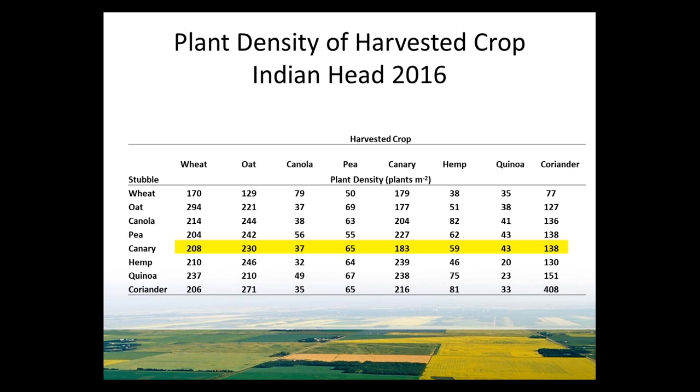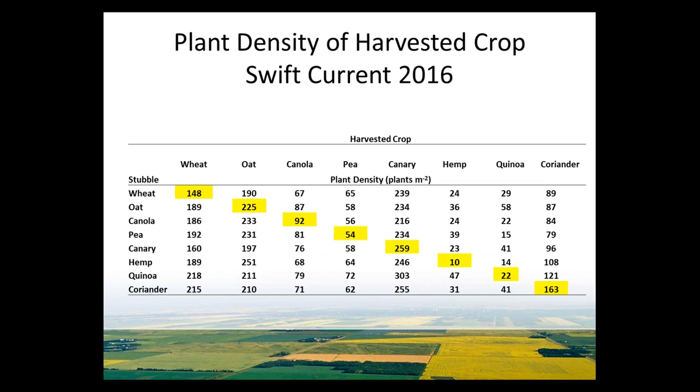So what we'll find is, as you look through this, there's going to be some variation from year to year. So this is Swift Current, and this is the plant density again. And this time I highlighted what we would expect, especially in yield, as probably the lowest responses. So that's wheat on wheat, we expect disease, and because it's the same crop, we quite often expect that to be our lowest. So oat on oat, canola on canola, pea on pea, canary on canary, hemp on hemp. And you can see this is one of the crops where actually in the plant density, hemp on hemp suffered at Swift Current.